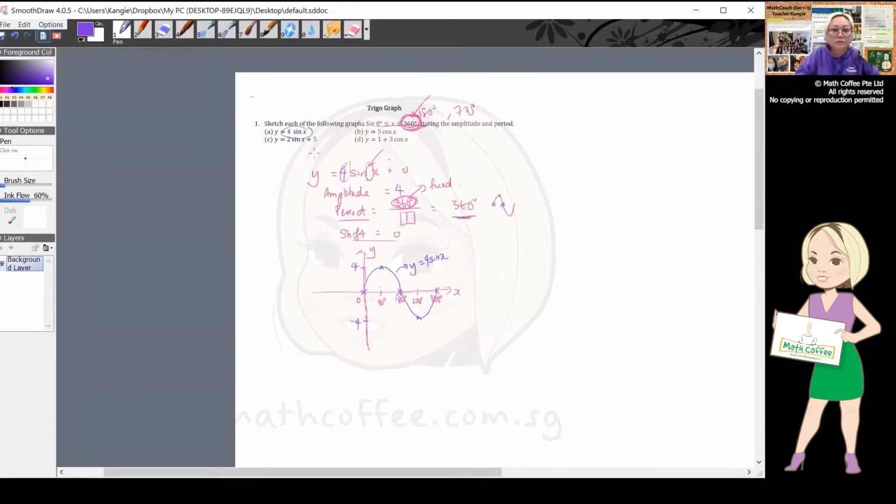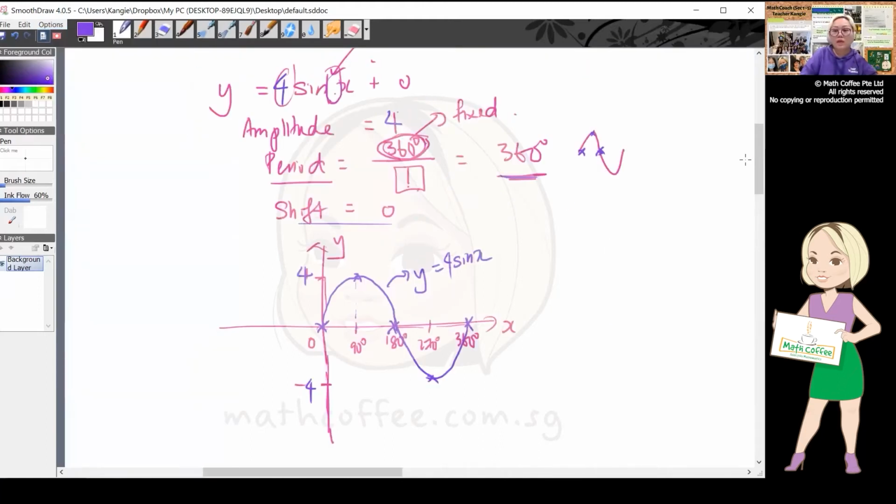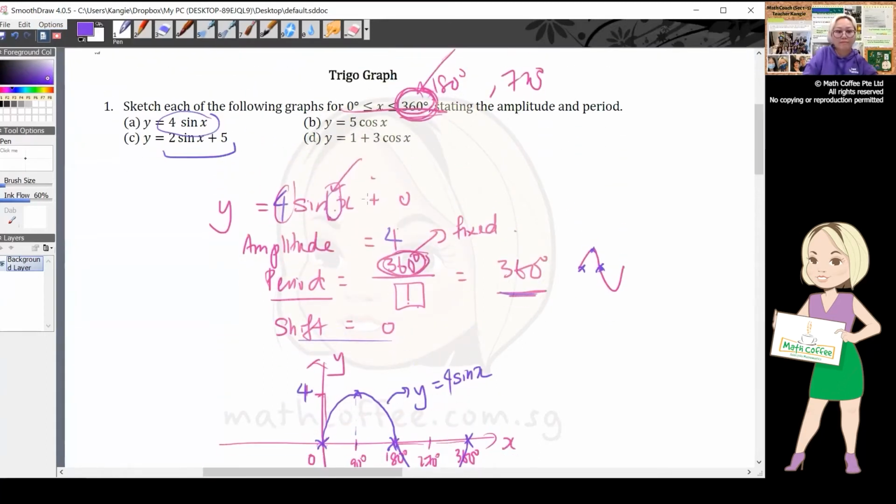That's for A. So before I go to the cosine graph, let me talk about this one. Let me erase this graph first.